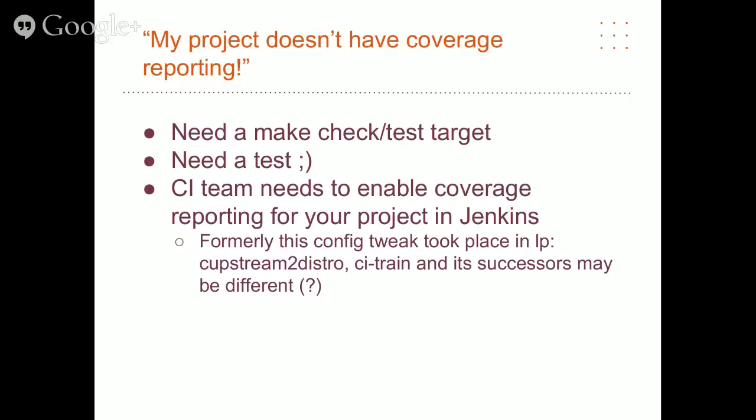How are we doing on time? Okay, so as a manager, you probably want this for your project. You may arrive at your Jenkins for the project and discover my project doesn't have coverage reporting. This is what you need. Your project needs a make check or make test target. You need to have a test, or else you won't see anything. And actually, the build will fail if no artifacts are found. And then finally, the CI team needs to enable coverage for you.